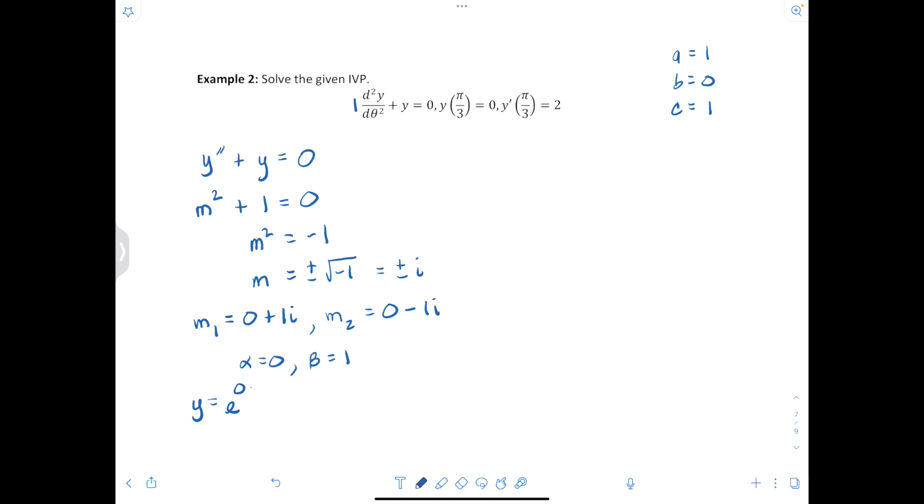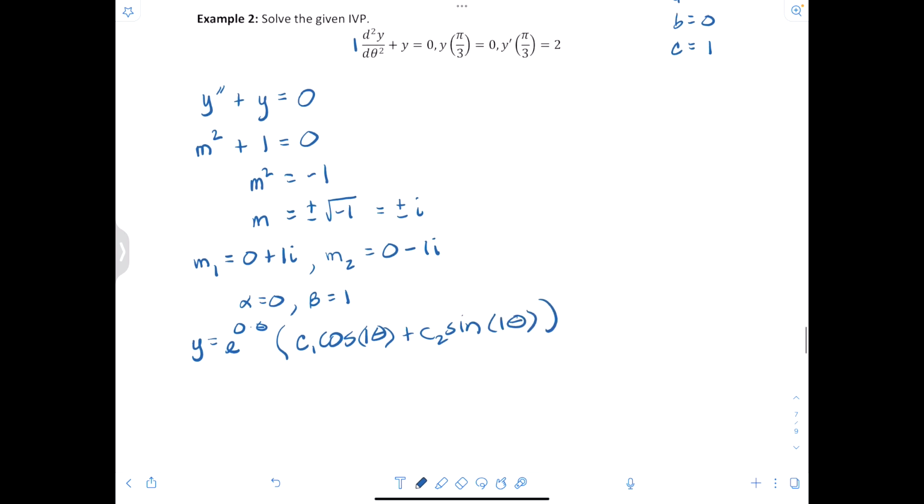Oh, sorry, we're dealing with theta, not x. 0 times theta, and then times c1 cosine of 1 theta plus c2 sine of 1 theta. So when you simplify that, you'll just get e to the 0, which is 1. So y is just going to be c1 cosine theta plus c2 sine theta. Cool, cool? Now let's apply those initial conditions.